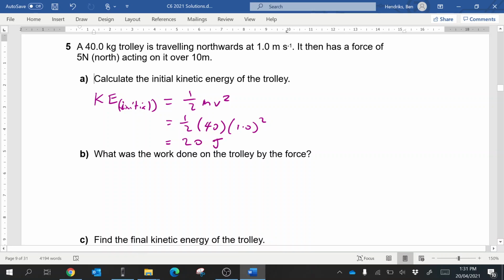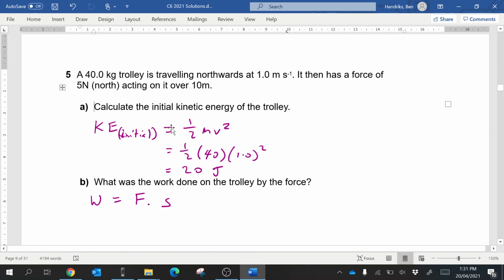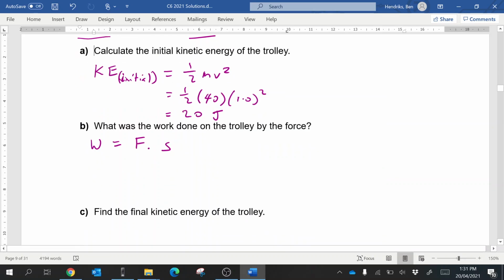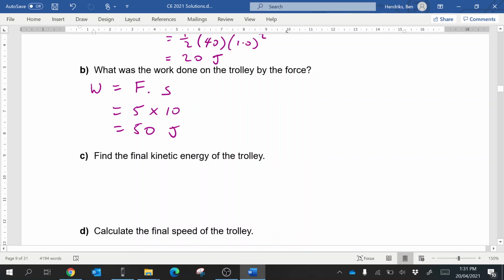Okay, what was the work done on the trolley by the force? So work is equal to force times displacement. Okay, and so we have here 5 newtons over 10 meters. So the work that was done after it was already moving is equal to 5 newtons times 10 meters, which is equal to 50 joules. And you can see here, sometimes it's better to write joules rather than newton meters, because then we can compare the two energies essentially.